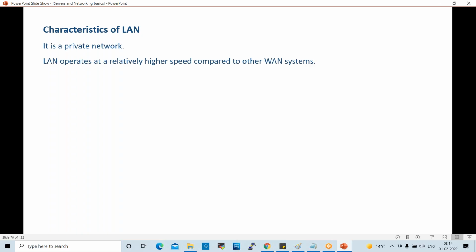Characteristics of LAN. It is a private network. It is completely private, our own network, right? LAN operates at a relatively higher speed compared to WAN systems. So definitely LAN is higher speed. For example, we use routers in our home, right? Internet routers. Along with the router, we get one cable, right? Instead of using Wi-Fi, if you connect the cable, you will observe better speed, right? Compared with Wi-Fi, the LAN cable speed is much higher.